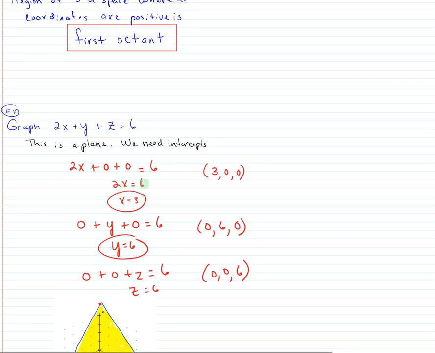We get 2x equals 6, x equals 3. So there's the x-intercept. Then we let x and z be 0, and we get y is 6. So there's that intercept. Then if we let x and y be 0, z is 6. So here's our 3 points that we're going to plot.